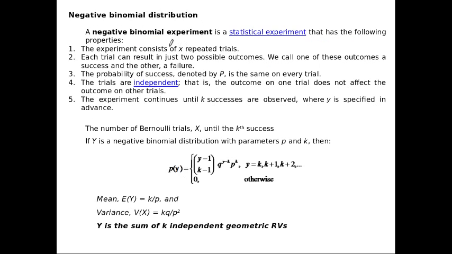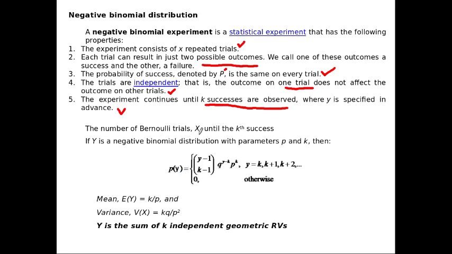Negative binomial distribution. A negative binomial distribution is a statistical experiment that has the following properties. The experiment consists of x repeated trials. Each trial can result in two possible outcomes. We call one of these outcomes a success and the other a failure. The probability of success is denoted by p and is the same on every trial. The trials are independent, that is, the outcome of one trial does not affect the outcome of other trials. The experiment continues until k successes are observed, where k is specified in advance.